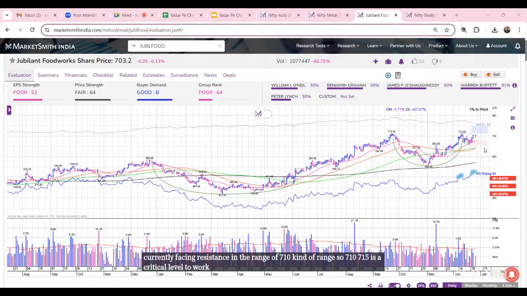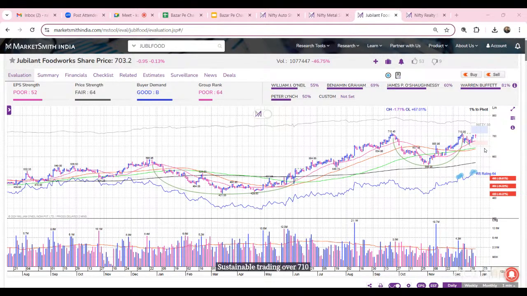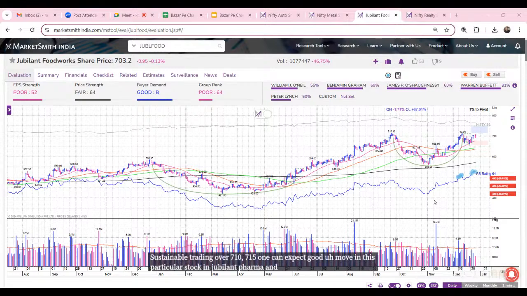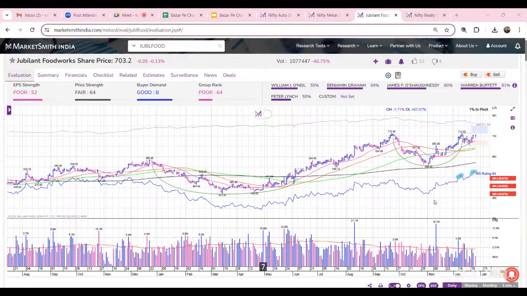Sustainable trading above 710, 715, one can expect a good move in this particular stock, Jubilant Foodworks, and one can expect levels of approximately at least 770 to 800, subject to crossing 710, 715. Next, Arun K is asking, shall we accumulate on FMCG?